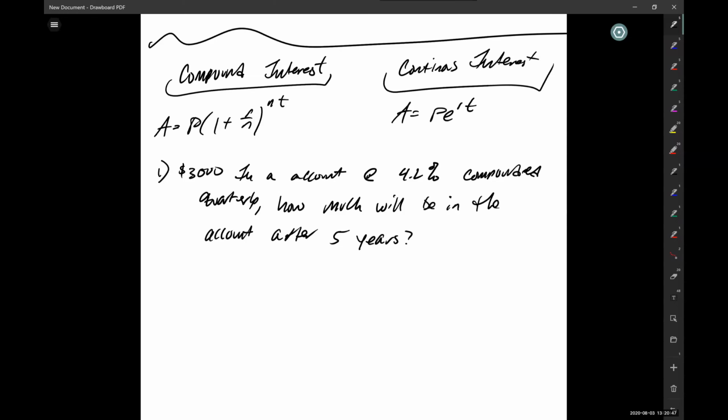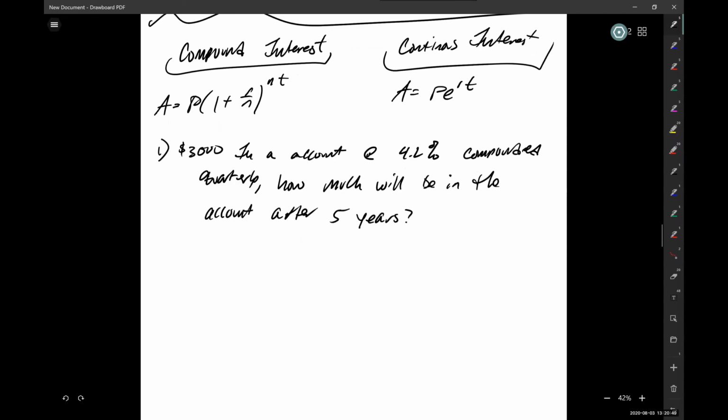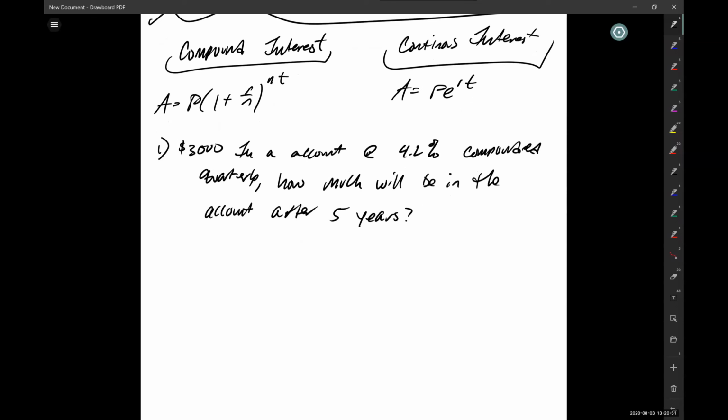Okay, so since I actually told you how often we were compounding, that means that we're using the initial compound interest formula. So we're asking for the final amount, so the unknown here is A. And then we're just going to plug in. So we have 3,000 times 1 plus my rate here, 0.042 divided by, since we're compounding quarterly, that means we're compounding 4 times a year. We're going to raise that to the 4 times 5.